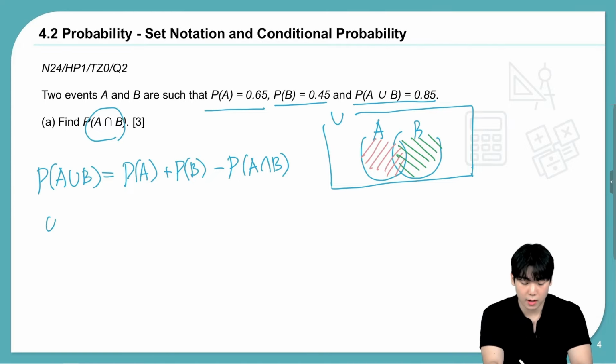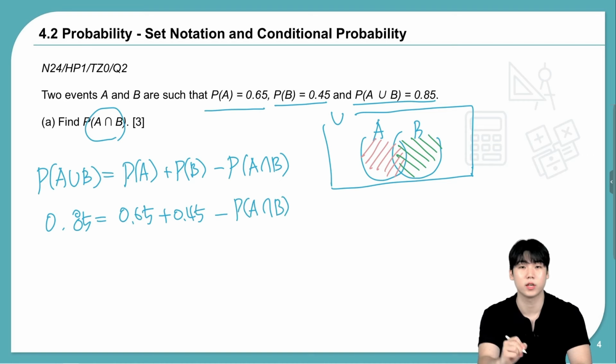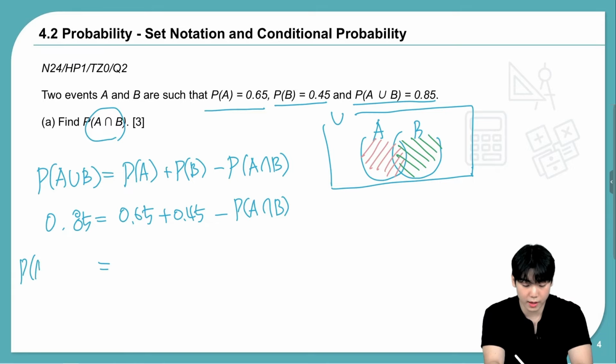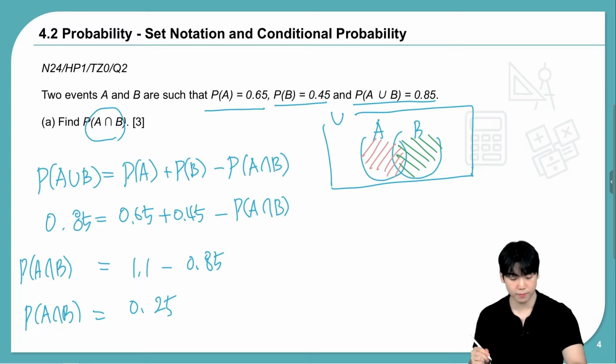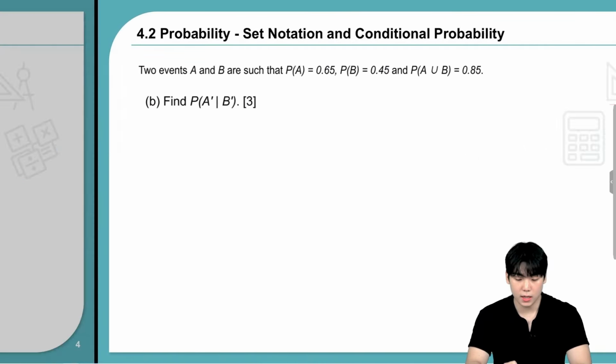So from the given data, 0.85 is equal to 0.65 plus 0.45 minus the probability of the intersection. Switching things up, I have the probability of A intersecting B on the left-hand side, and that is 1.1 minus 0.85, and that is 0.25. Okay, that is our final answer. Moving on to part B.